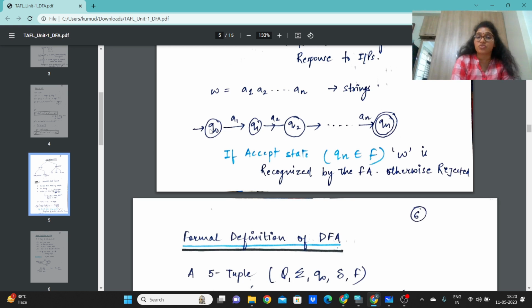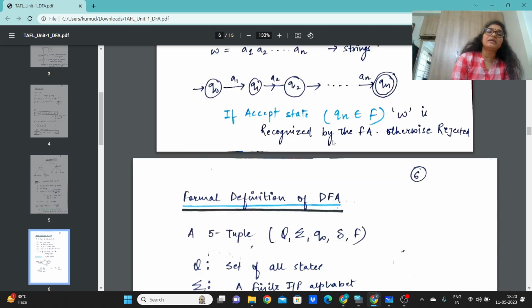कोई भी आपकी स्ट्रिंग, मतलब ये जो मैंने ऊपर डिफाइन किया, w इज इक्वल टू a1 a2 टिल an, इट इज जस्ट एन एग्जांपल. कोई भी स्ट्रिंग अगर आपकी इनिशियल स्टेट से, इस स्टेट से फाइनल स्टेट तक पहुंच जाती है, so that means that the string is recognized by the finite automata, therefore it is accepted. अगर वो नहीं पहुंच पाती है, otherwise it is rejected.